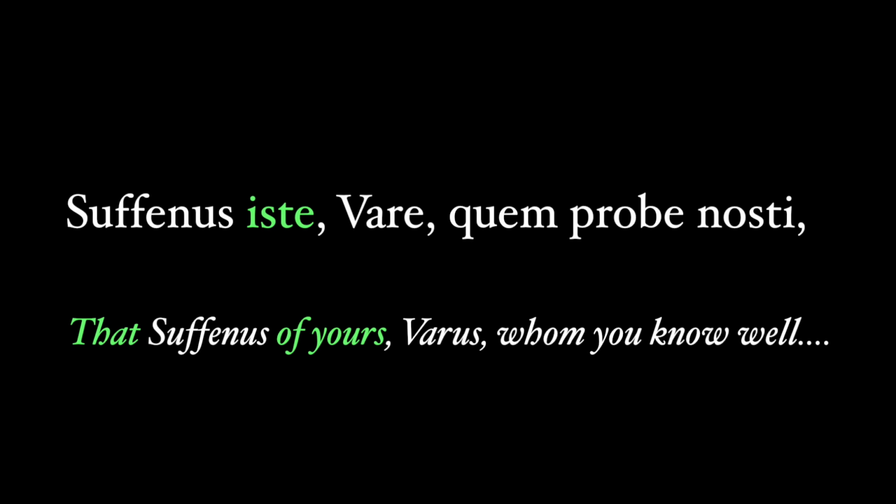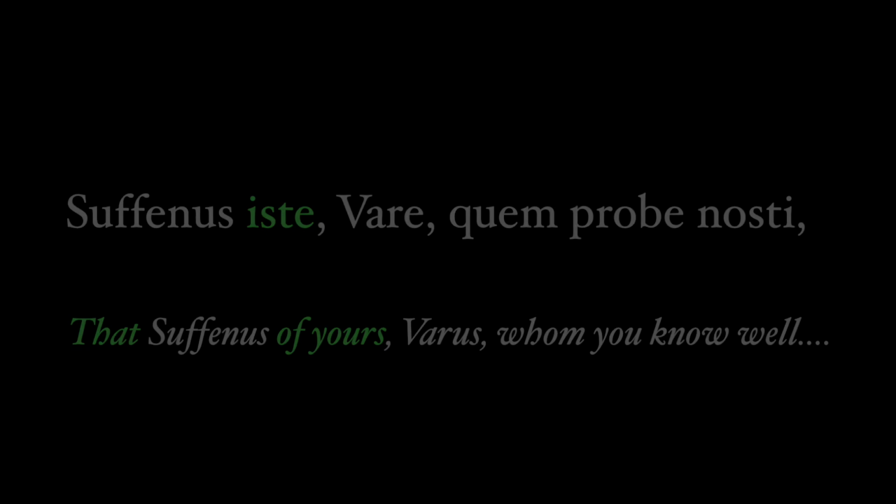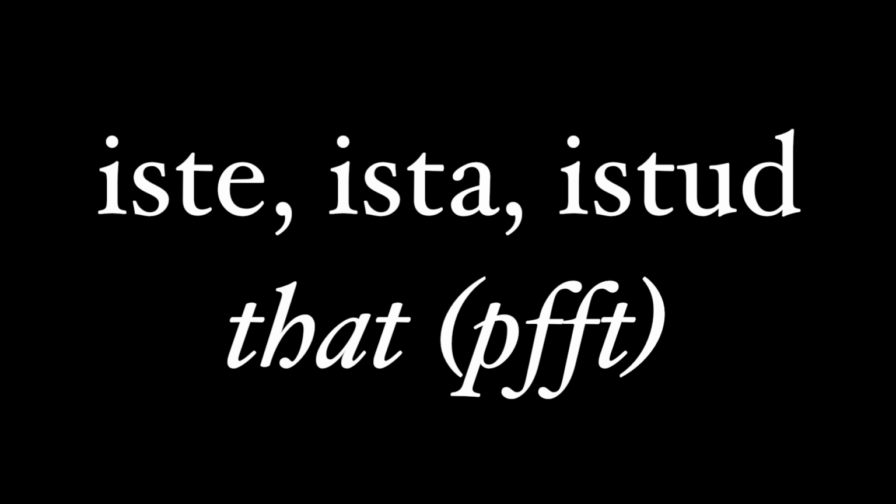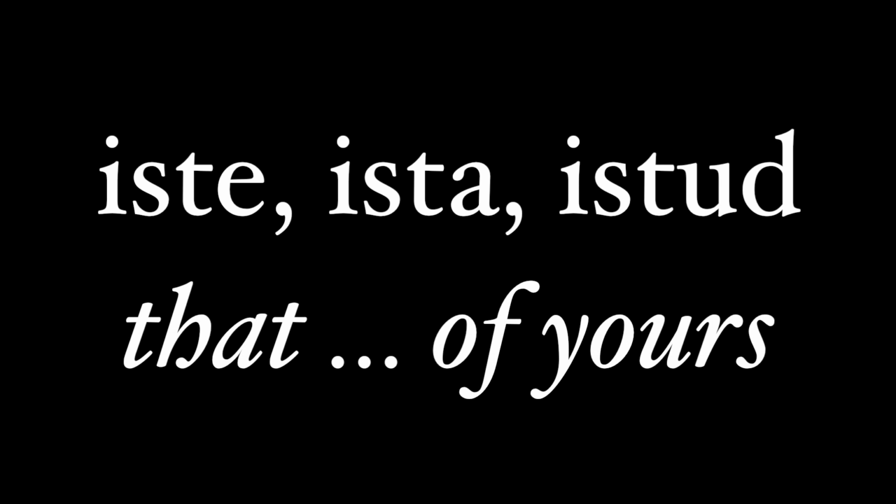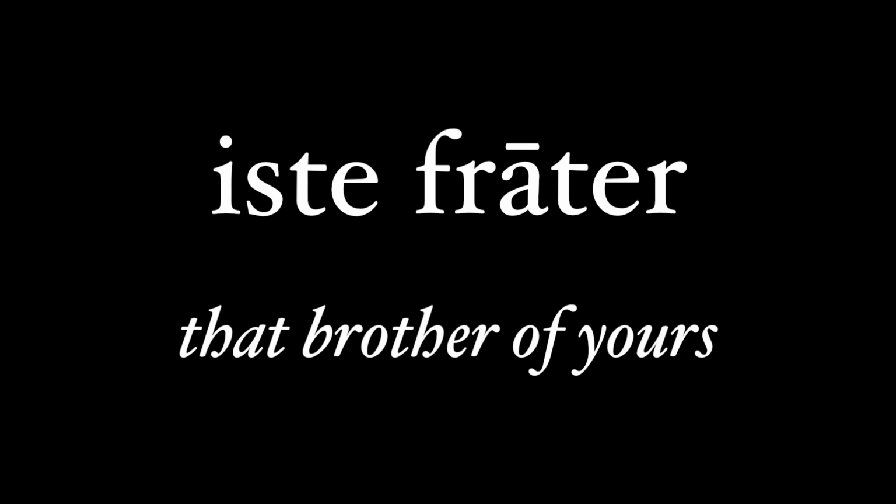Sure, there's a bit of the second person in iste here, since Catullus is addressing his poem to his friend Varus. But if you read the rest of the poem, you'll find out that Catullus is actually being pretty mean to Suffenus. He's a poser poet. He's really cool and hip in person, which is in contrast to his really boring and pointless lines of poetry. So Romans sometimes use iste negatively. It's hard to translate literally into English. Sometimes that of yours works well, like that Suffenus of yours, or that brother of yours, iste frater.